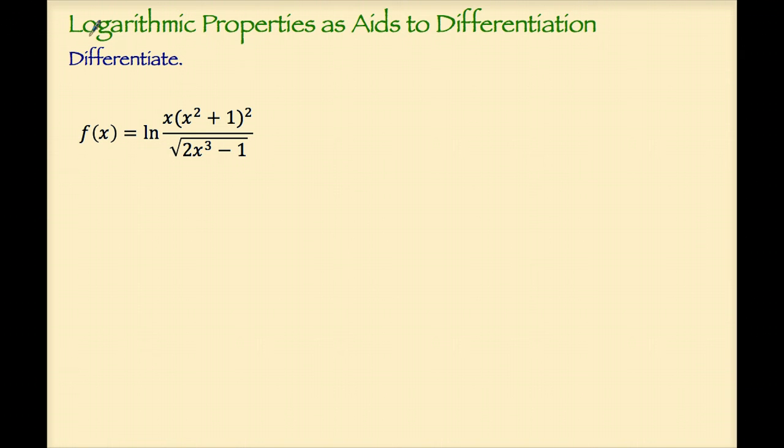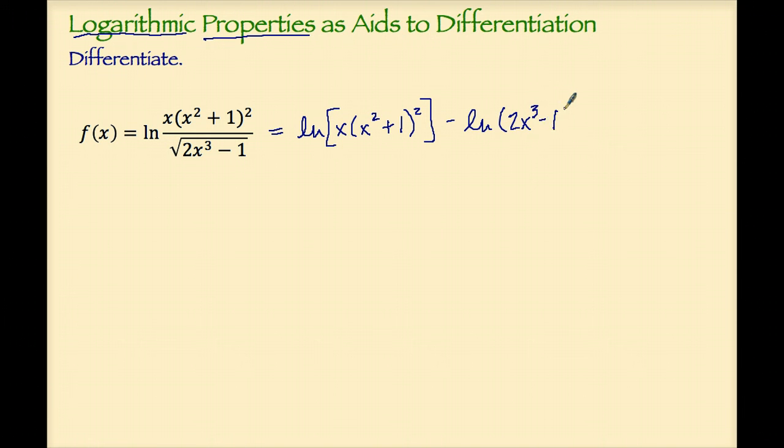Or I could use logarithmic properties to aid me in differentiation. Rewriting this logarithmic expression using these properties will give me a much simpler function to differentiate. So that's what I'm going to do. First of all, I'm going to separate the numerator from the denominator by using the quotient property. This will become natural log of x times x squared plus 1, quantity squared, minus natural log of, rewriting the radical expression with a rational exponent, 2x cubed minus 1 to the 1/2 power.